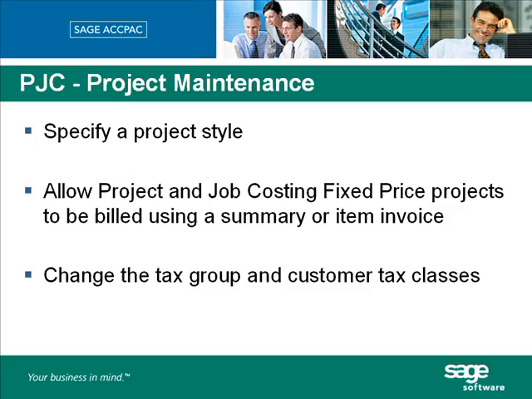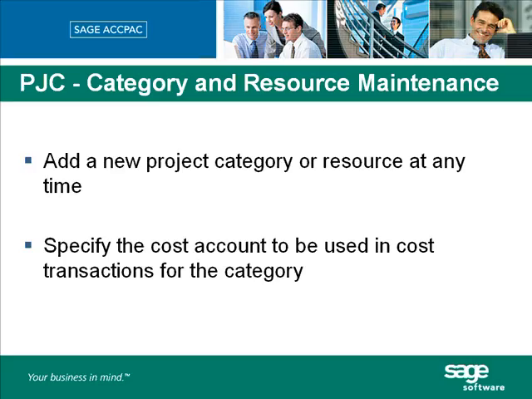For fixed price projects that use an item type invoice, you can change the tax classes when entering equipment usage, material returns, and time card transactions. Previously, this could only be done for time and material projects. Project and job costing now conveniently lets you add a new project category or resource at any time.